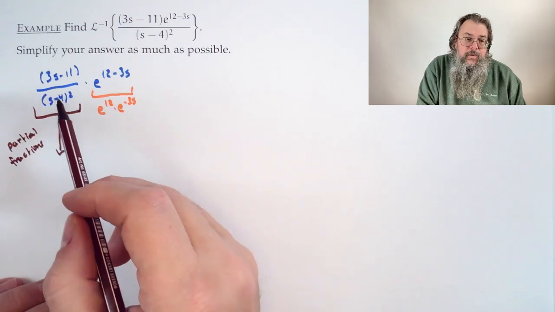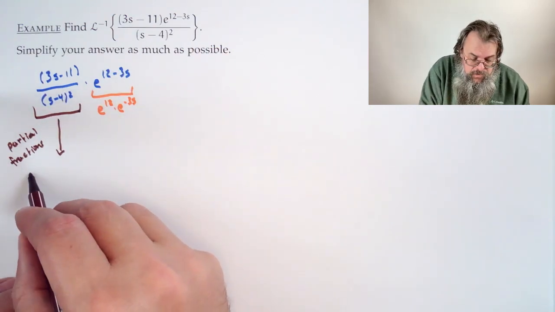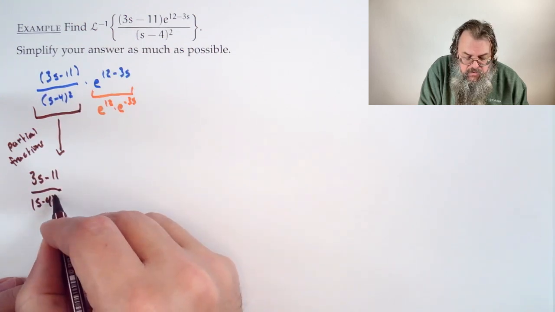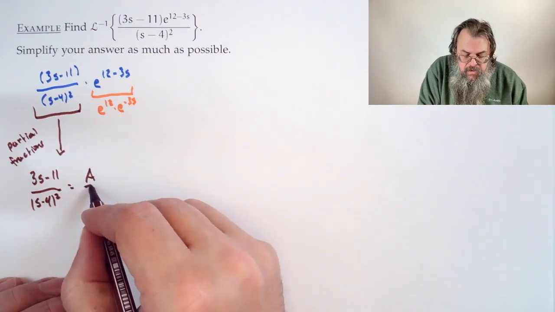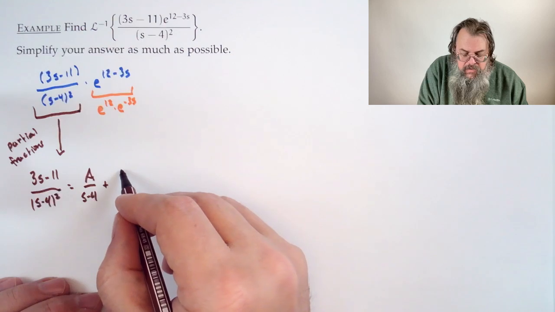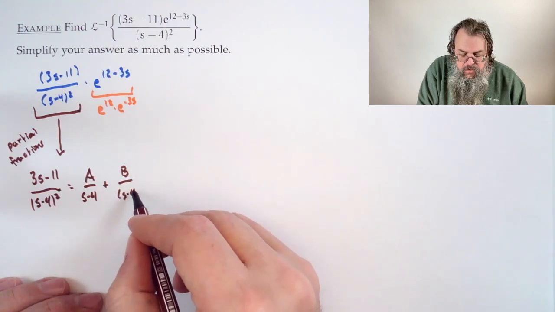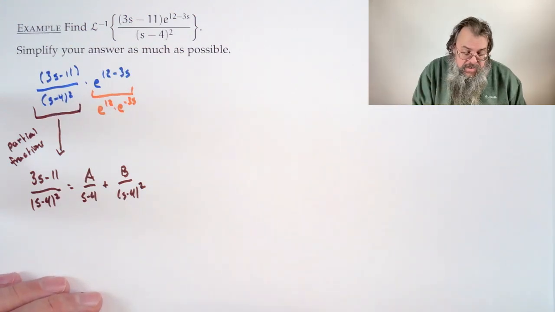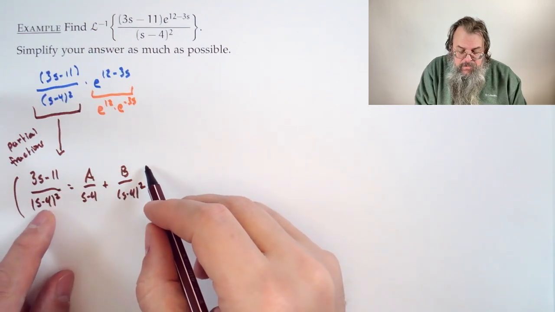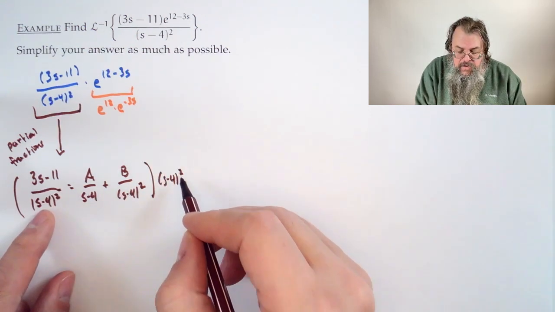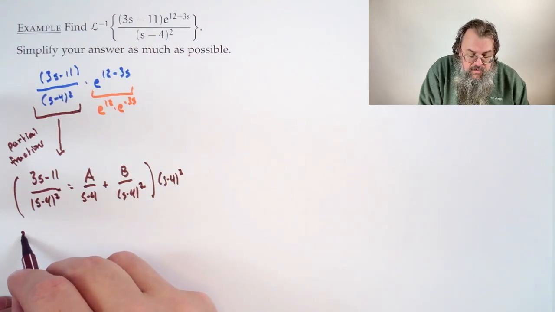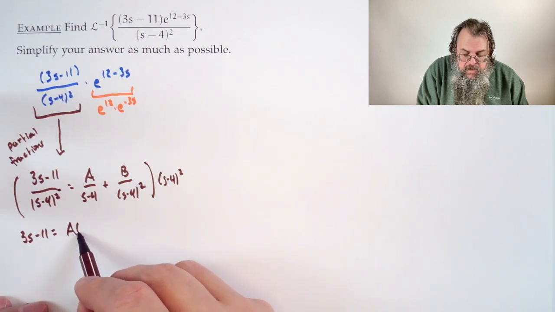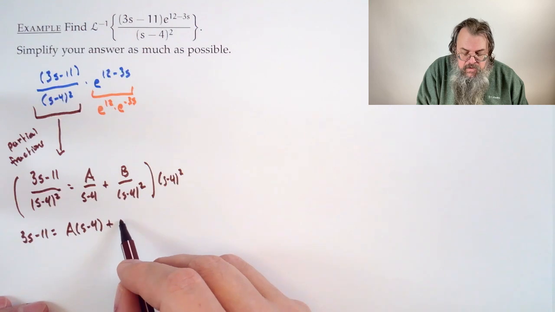So, well, downstairs was already factored for us. So we can say that 3s minus 11 over s minus 4 squared is something over s minus 4 plus something over s minus 4 squared, right? We gotta work our way up. Clear denominators, and in this case, that means we multiply by s minus 4 quantity squared, and we'll get 3s minus 11 is equal to a times s minus 4 plus b.